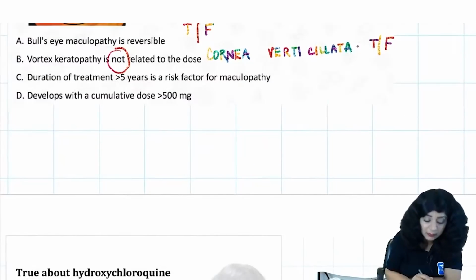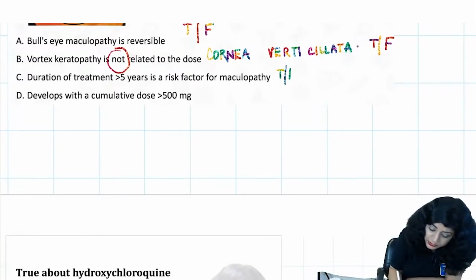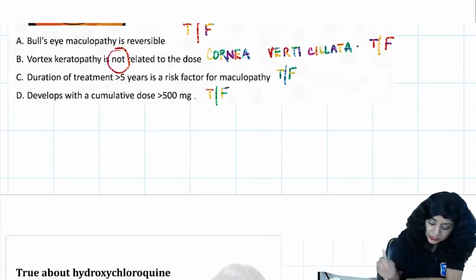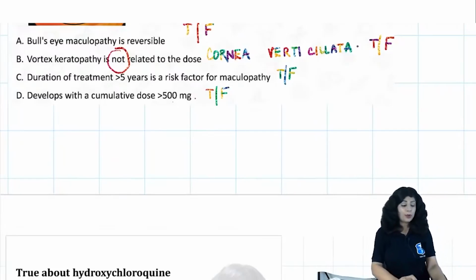Duration of the treatment more than 5 years is a risk factor for maculopathy. True or false? And develops with a cumulative dose of more than 500 milligram. True or false? So you have got 4 options here.